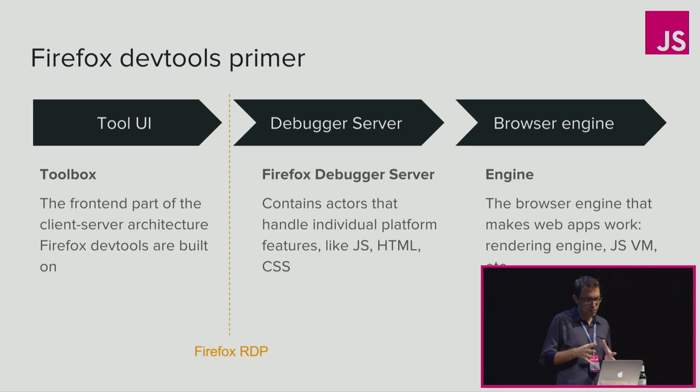And the debugger server is mostly a container for various actors, which are entities that control the individual features of a low-level platform. Things like objects in the JavaScript virtual machine, style sheets, individual styles, nodes in the markup, etc. And of course, in the bottom, you have the browser engine, which contains the virtual machine, the rendering engine, and stuff like that.